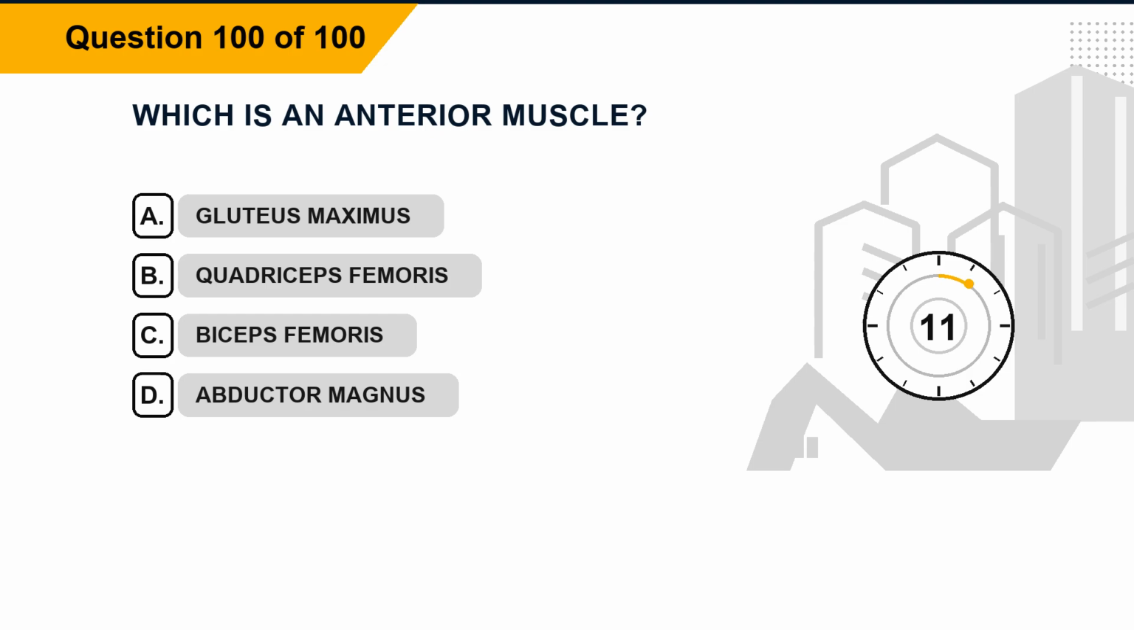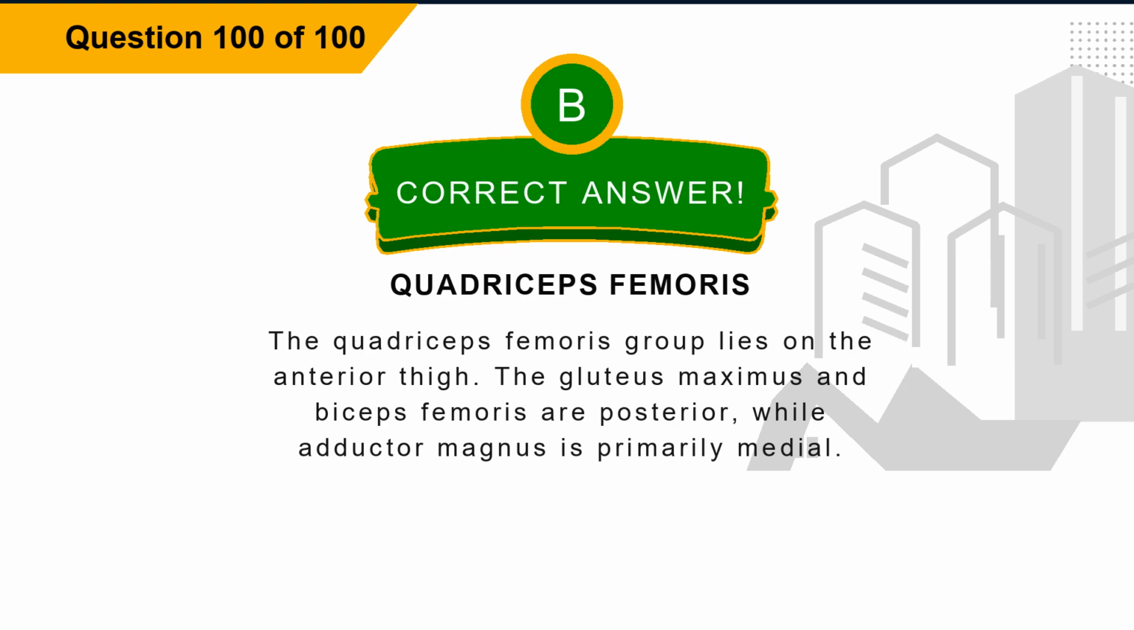Question 100. Which is an anterior muscle? Option A, gluteus maximus. Option B, quadriceps femoris. Option C, biceps femoris. Option D, abductor magnus. The correct answer is option B, quadriceps femoris. Explanation. The quadriceps femoris group lies on the anterior thigh. The gluteus maximus and biceps femoris are posterior, while abductor magnus is primarily medial.